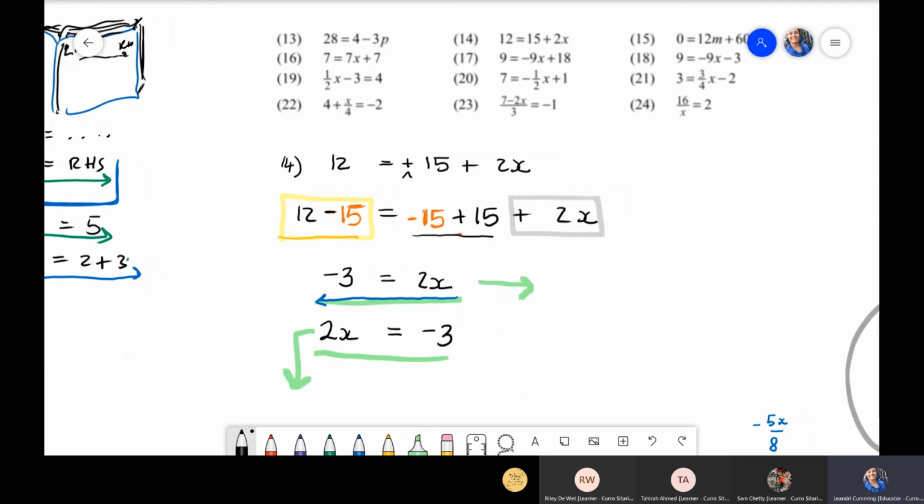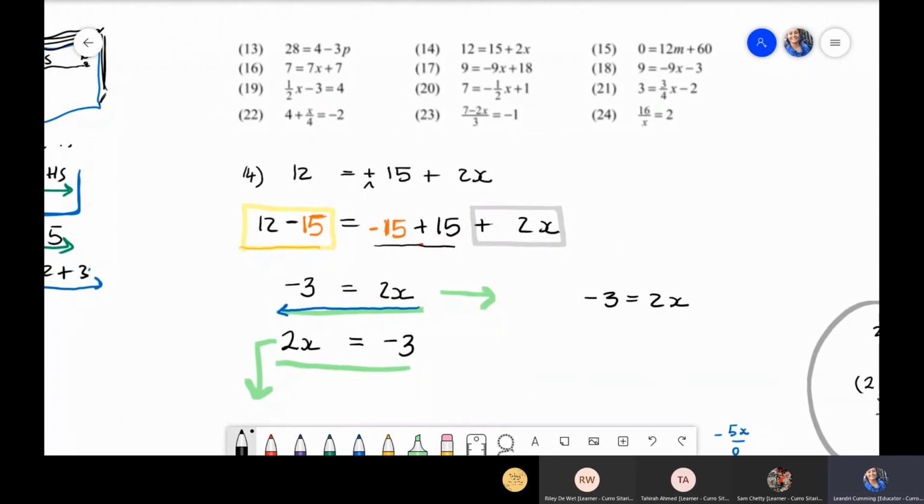Either way, you're going to get the same answer. If I say minus 3 is equal to 2x, I ask myself, I want to solve for that x, so I'm still applying that inverse operation that I learnt about, and I divide both sides by 2, because I still want to only solve for x. But my x will now just be on the right-hand side, and I will leave this answer as is, okay? Because negative 3 over 2 is still negative 3 over 2.